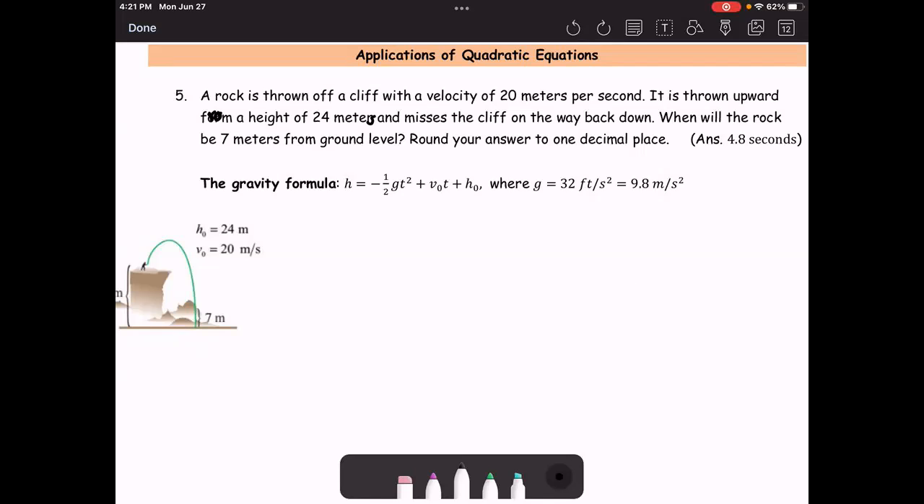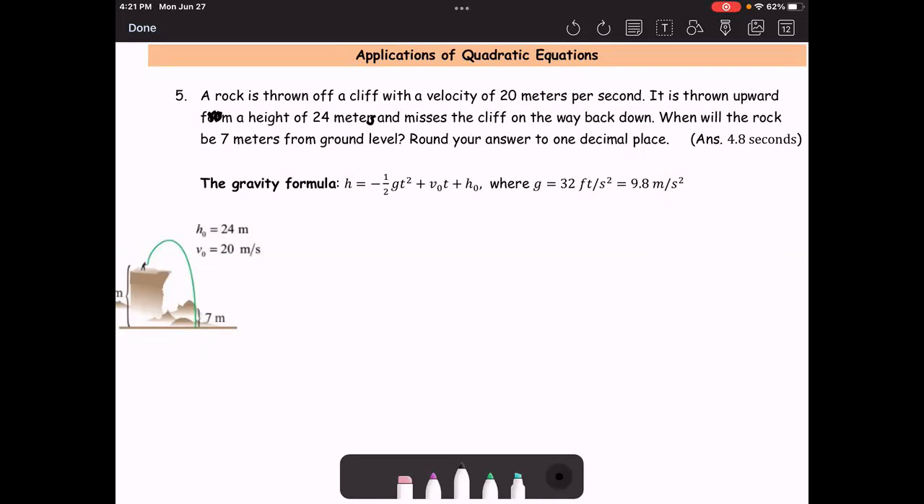Applications of quadratic equations. In this example, a rock is thrown off a cliff with a velocity of 20 meters per second. It is thrown upward from a height of 24 meters and misses the cliff on the way back down. When will the rock be 7 meters from ground level? Round your answer to one decimal place.